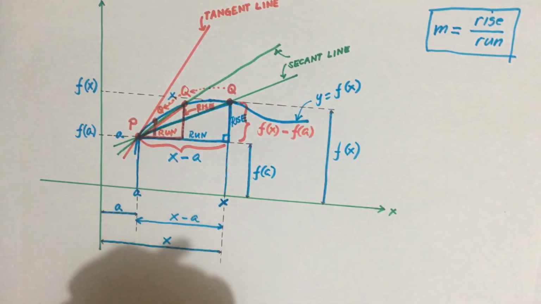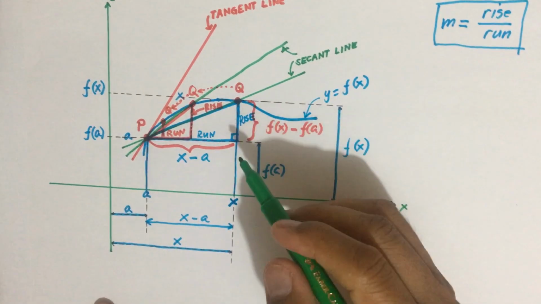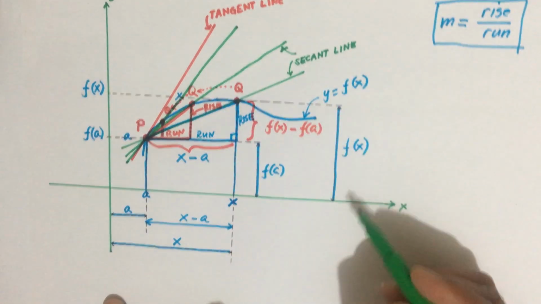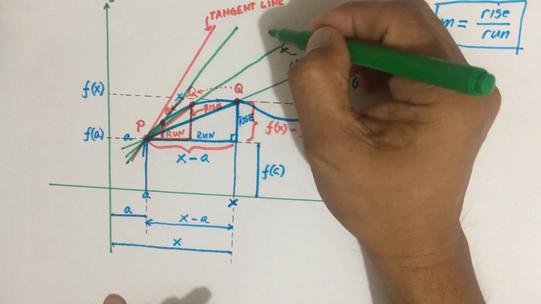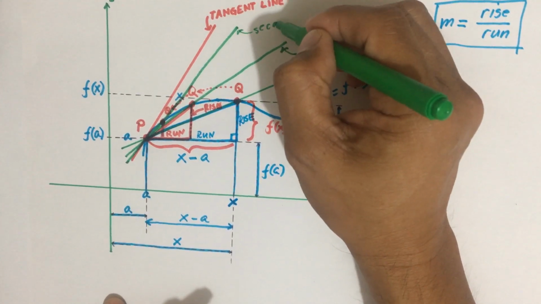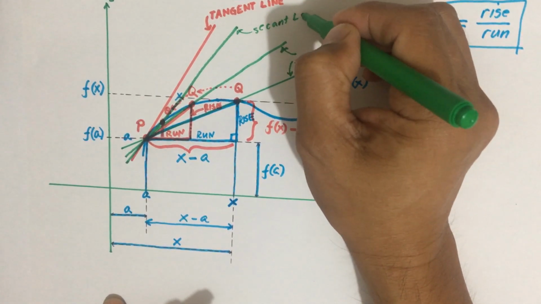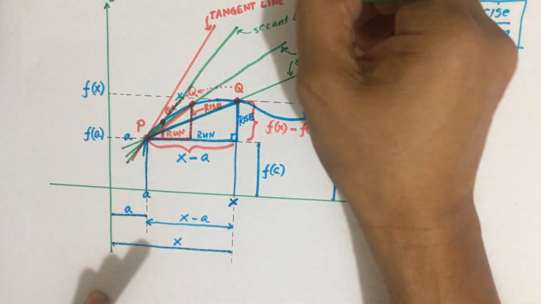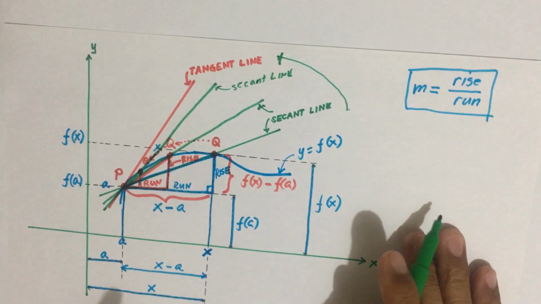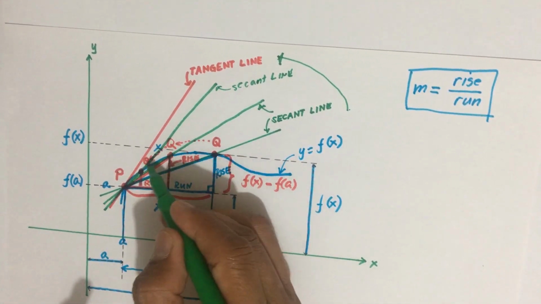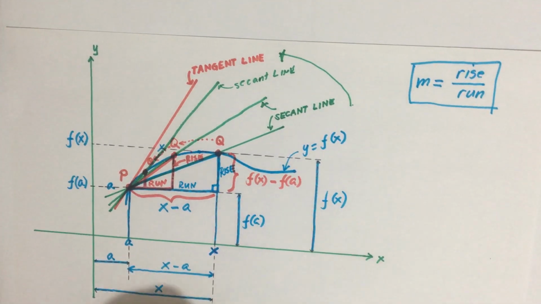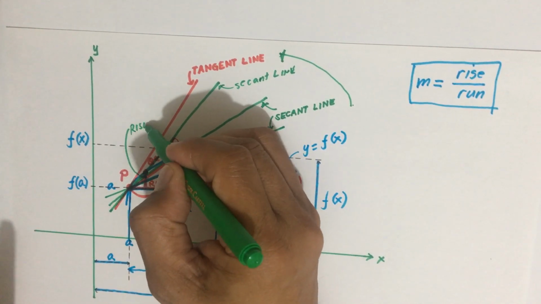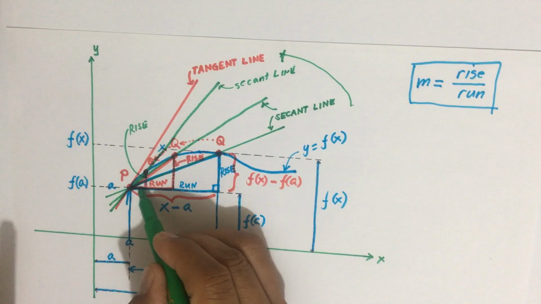So this is now the secant line. The new position of the secant line is something like this. So again, this is our secant line. Our secant line is also moving in this direction, class, as Q moves towards P, or approaches P. So this is now our new rise, and this is our new run.